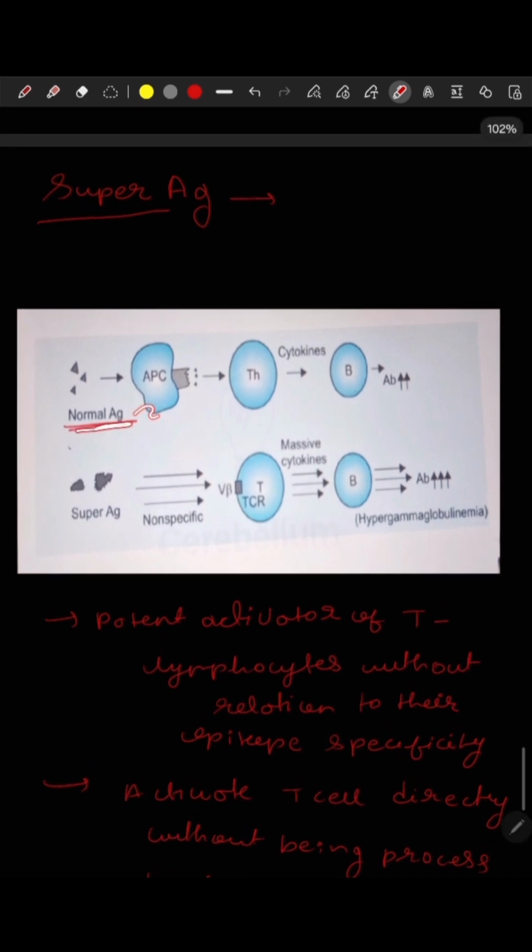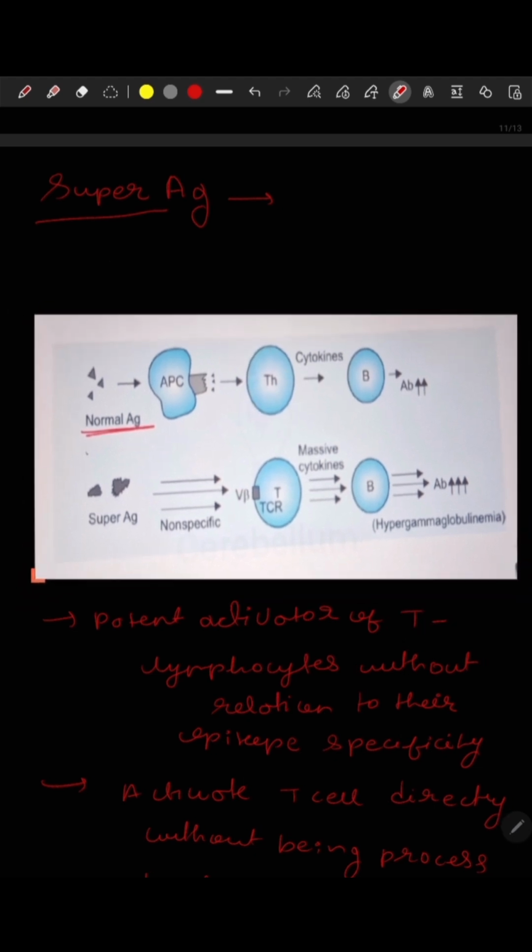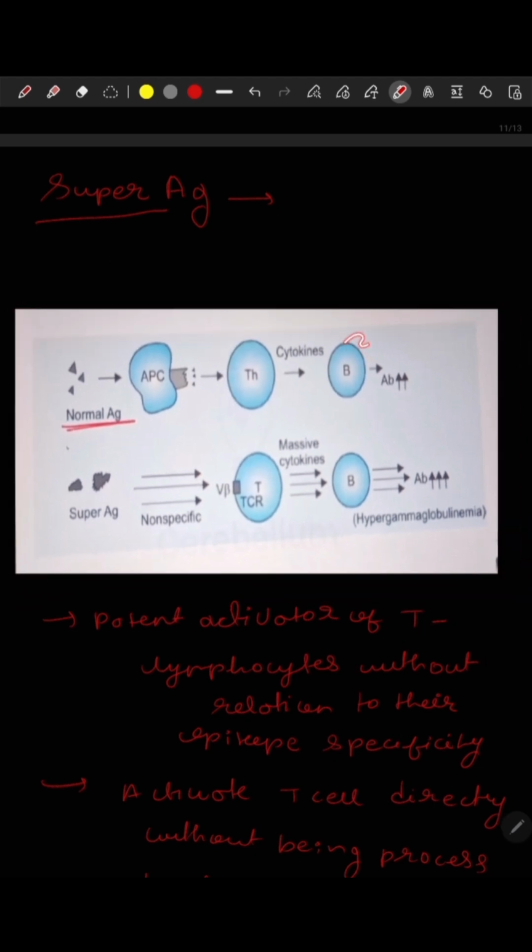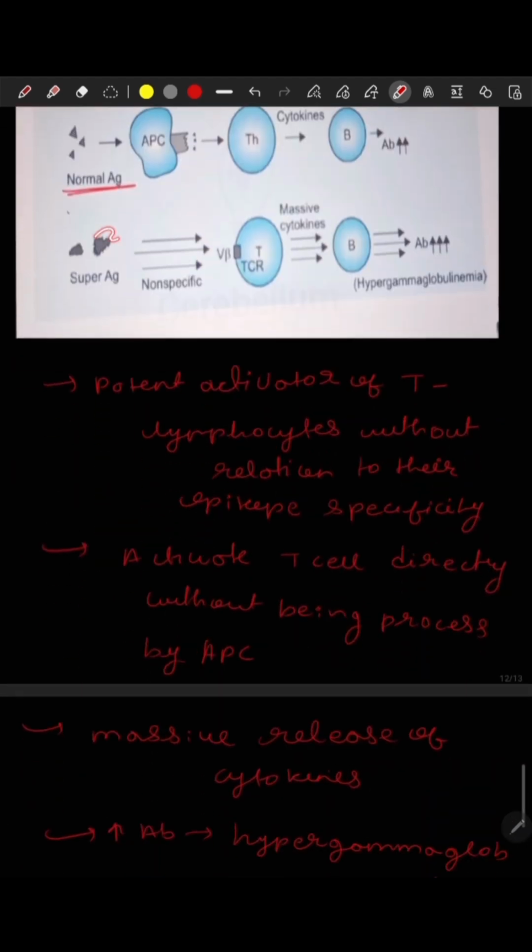So this is normal antigen, it binds to the antigen presenting cell. Then T helper cells, cytokines are released, then it will activate the B cells and antibodies are formed. This is normal antigen. Super antigens do not attach to the antigen presenting cell, they directly bind to the T helper cells, and they increase the number of T helper cells, that is T cell receptor. They do not follow the T cell receptor rule. They activate all the T cells, means maximum T cells, and massive cytokine is released. B cells are activated in more numbers and antibodies are formed in more numbers. So hypergammaglobulinemia can occur.